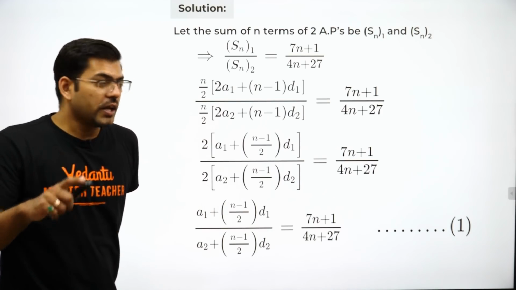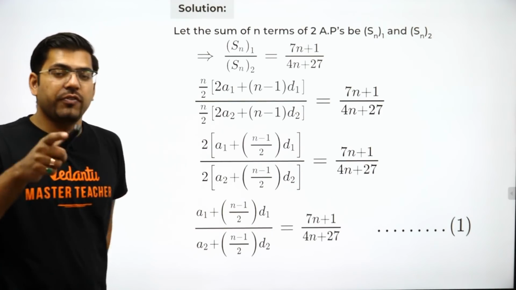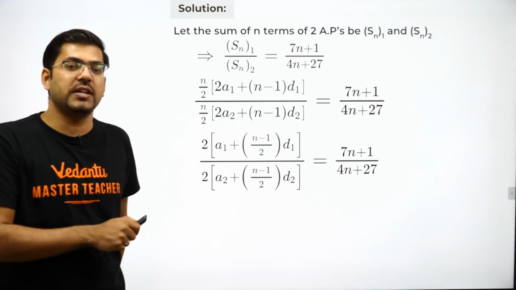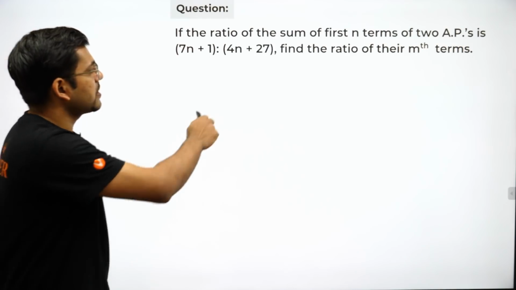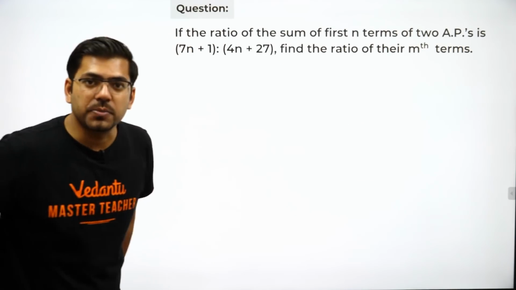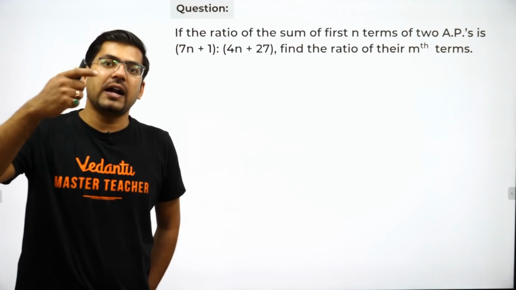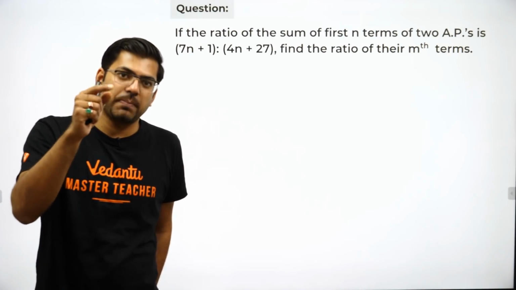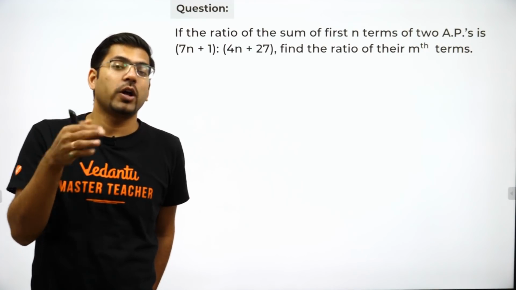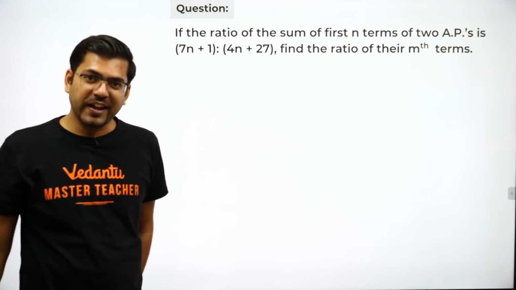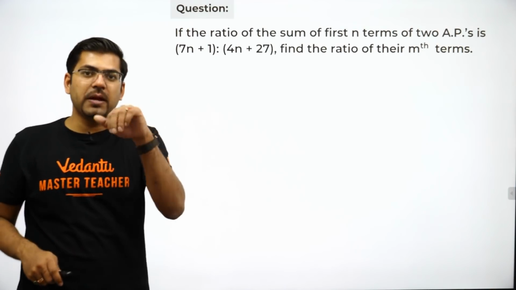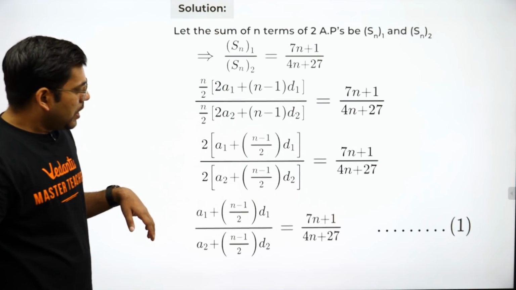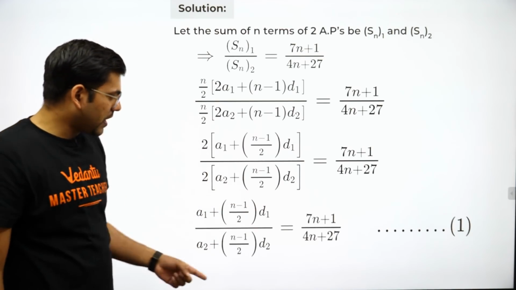Now, pay attention. What we had to find, if you would have seen the question, we had to find the ratio of mth terms. See, I'll show you very fast. Find the ratio of their mth terms for the first AP and second AP. Means we have to find the mth term, that is Tm of first AP upon Tm of second AP, or you can say Am of first AP upon Am of second AP. So this is the final first equation we have got.